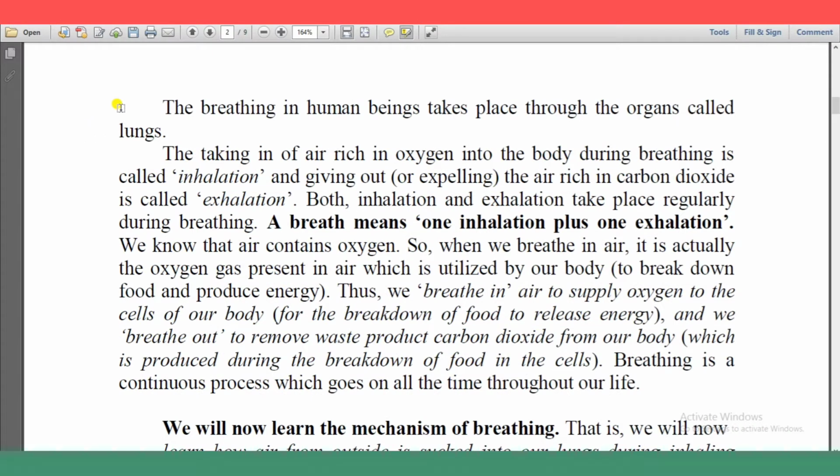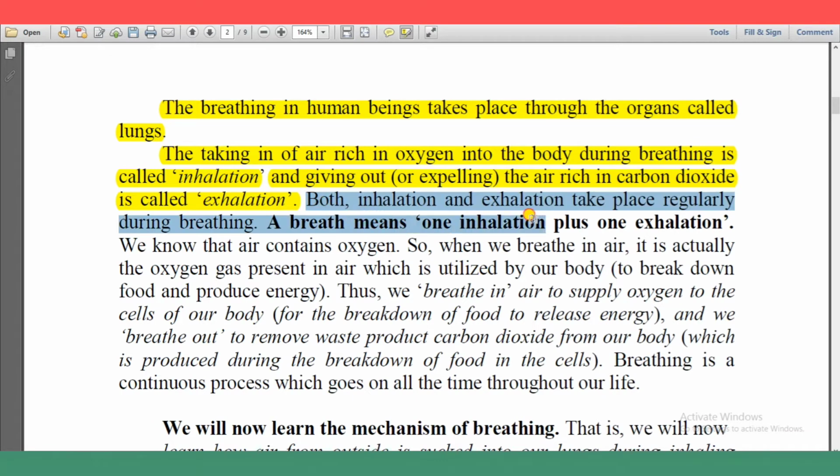The breathing mechanism in human beings is done by two respiratory organs called lungs. When we take in oxygen, this is called inhalation, and when we give out carbon dioxide, this is called exhalation. This inhalation and exhalation completes the breathing process. One breathing means one inhalation and one exhalation.